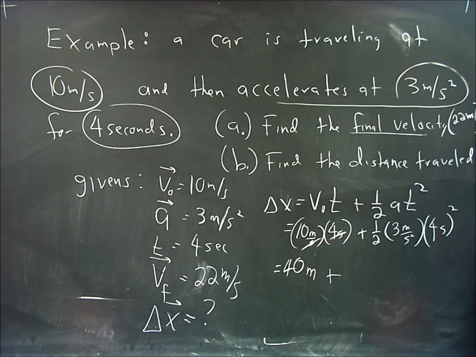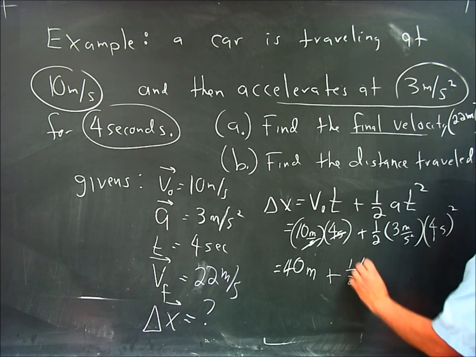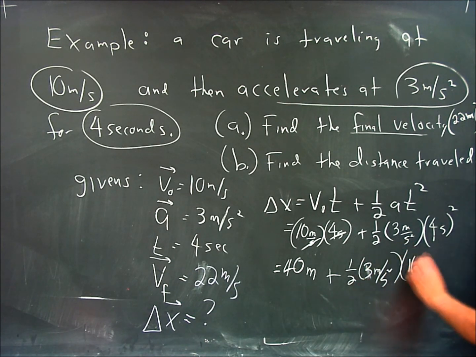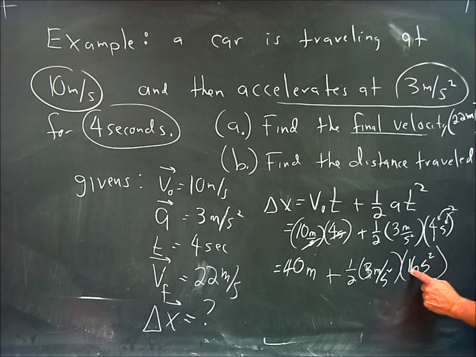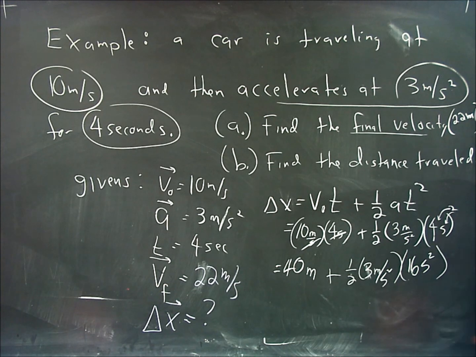Plus 4 squared is going to give us 16. So let me just write this out. This is 1/2 times 3 meters per second squared, times 16 seconds squared. We have to multiply the number and we have to multiply the unit. So you multiply 16 by 1/2 and you'll get 8, and you multiply 8 by 3 and you'll get 24. The units of meters over second squared times second squared will just be left with meters.